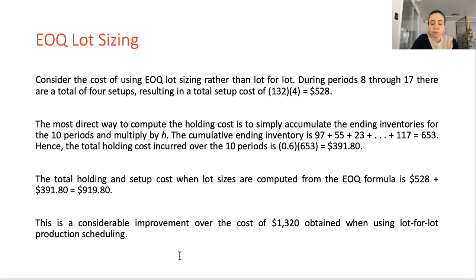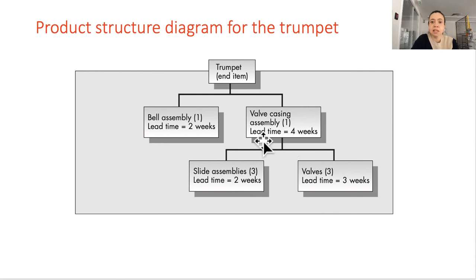But by the way, this doesn't guarantee the improvement in the whole system, because we applied this EOQ lot sizing here only for valve casing assembly and calculated the total cost for valve casing assembly. But when we apply this EOQ model to valve casing assembly, in fact, we automatically apply it to the components in the second level, I mean slide assemblies and valves.